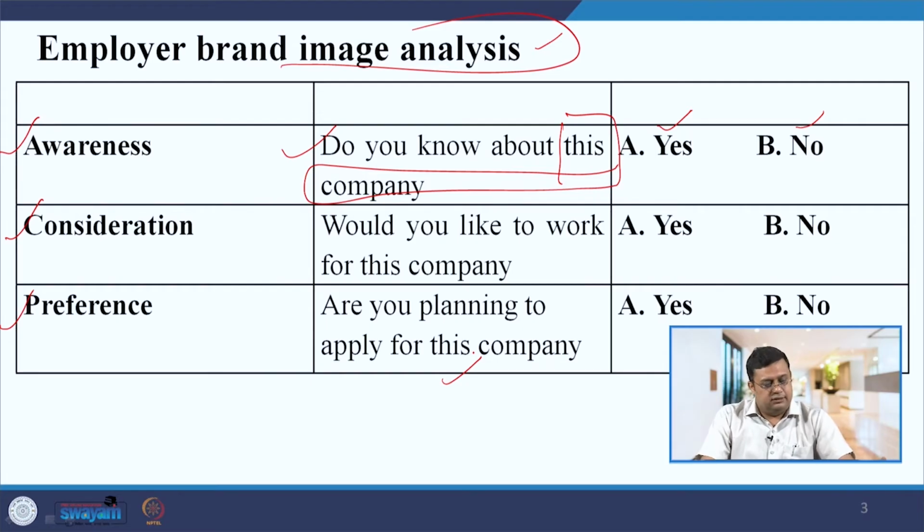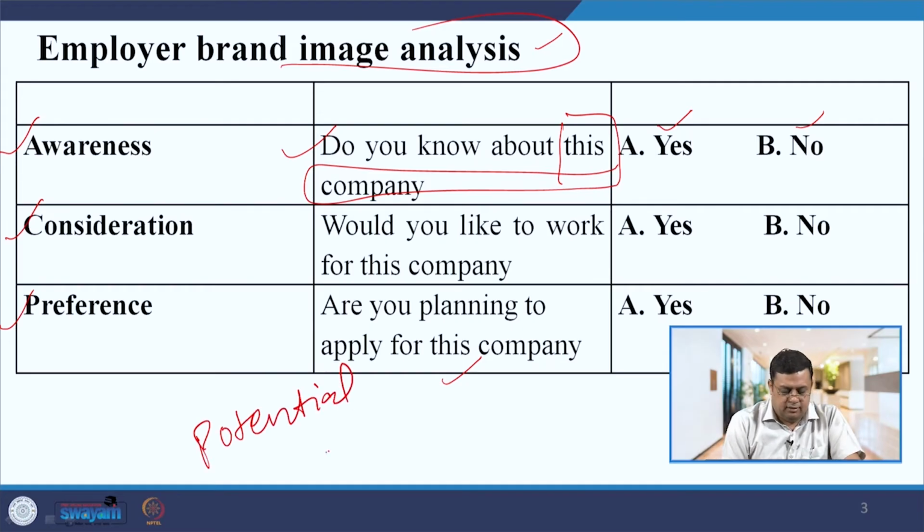In a similar way, to understand the image of your organization, you can conduct such a survey with potential candidates.